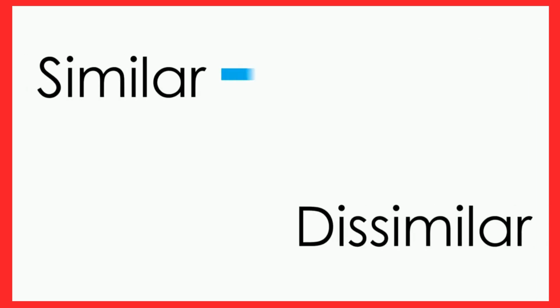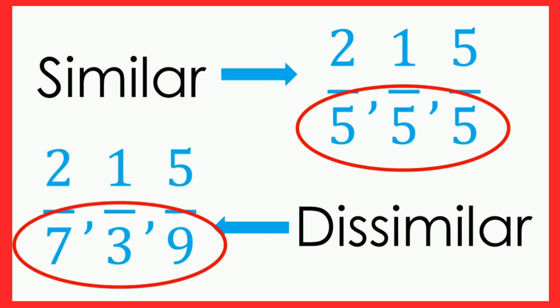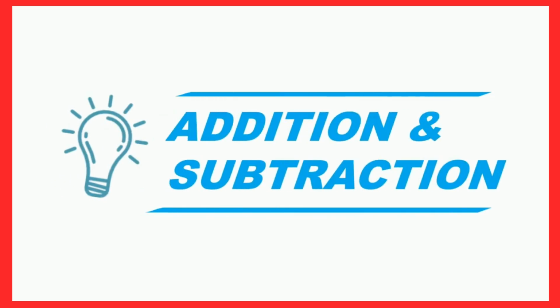A fraction can be classified as similar and dissimilar fraction. We say that fractions are similar if they have the same denominator. And we say that fractions are dissimilar if they have different denominators. In this video, we will focus on dissimilar fractions. Now let's start adding and subtracting dissimilar fractions.